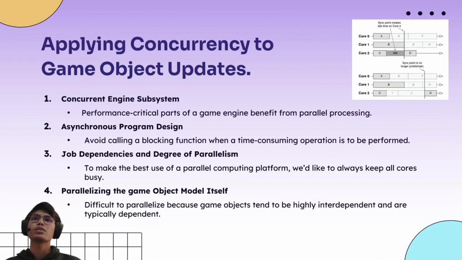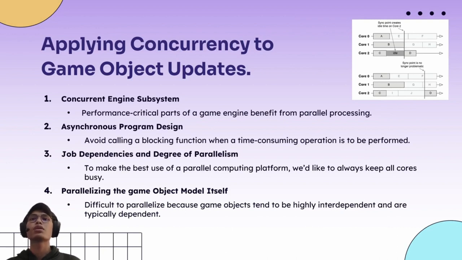Next is job dependencies and degree of parallelism. To make the best use of a parallel computing platform, we like to keep all cores busy at all times. In order to achieve full utilization of CPU resources in an explicitly parallel computer, we would like the DOP of our system to match or exceed the number of available cores.